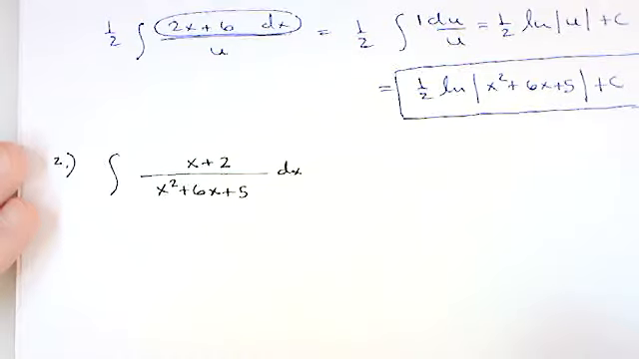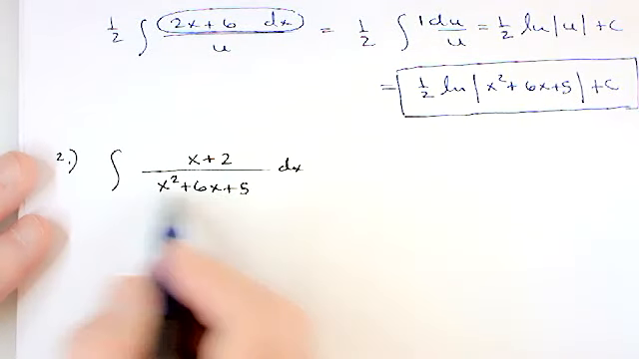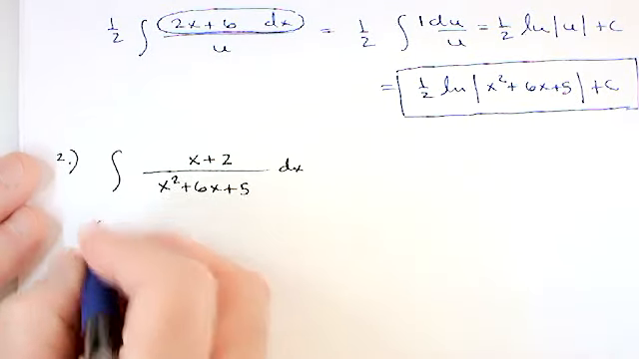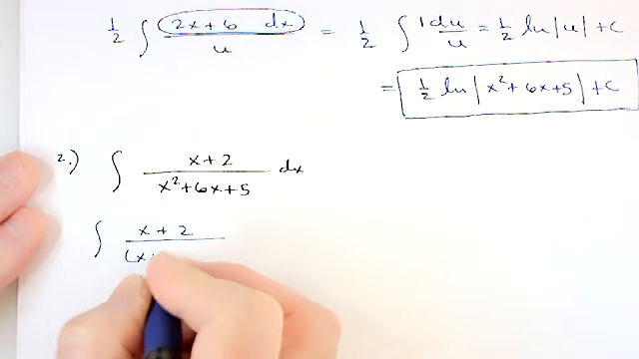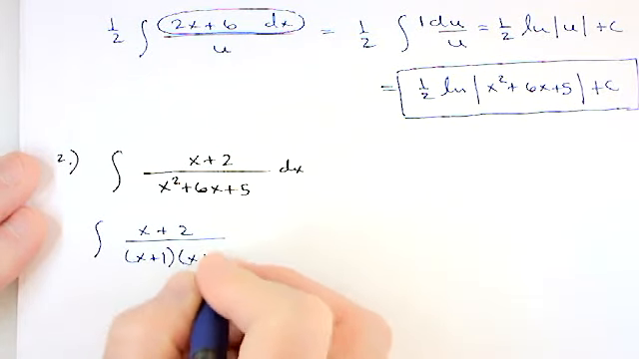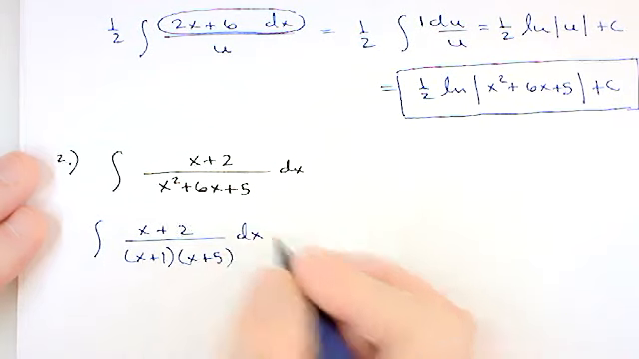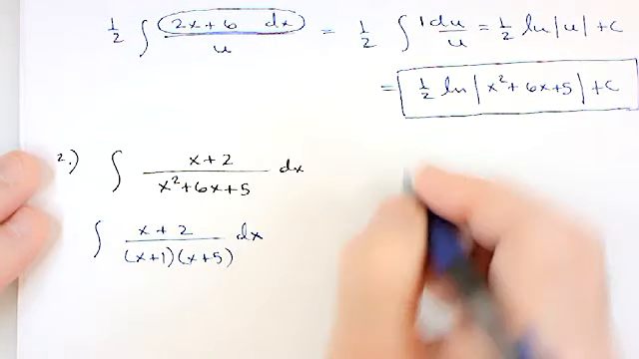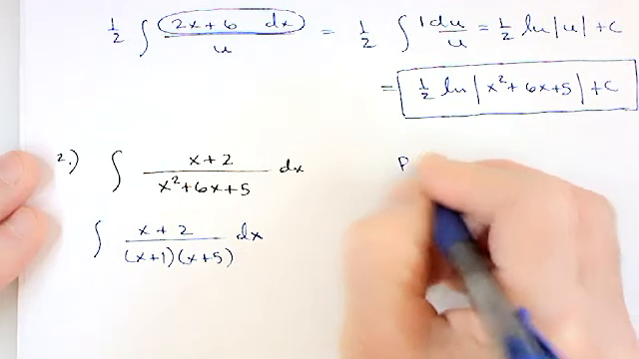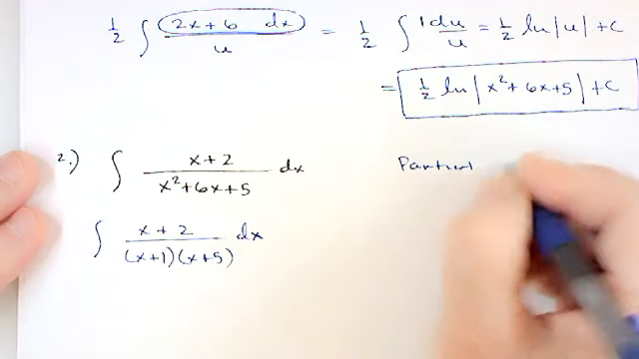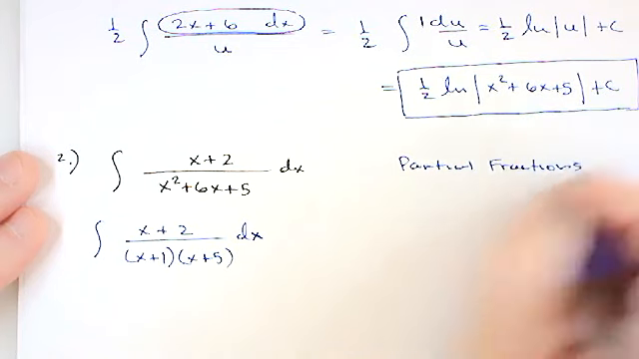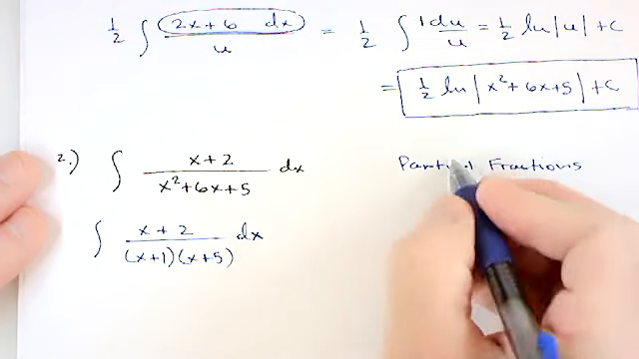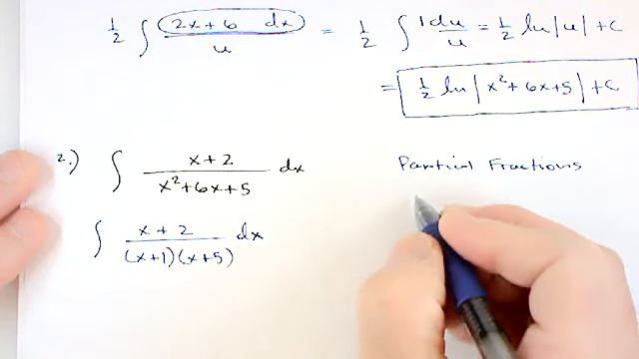If that's the case, then the next thing you're going to look for is to see if the bottom factors, which it does. This is x plus 1 times x plus 5. And the idea behind partial fractions, let's do a little lesson over here. What partial fractions are all about, it's easier to see how this plays out with numbers.